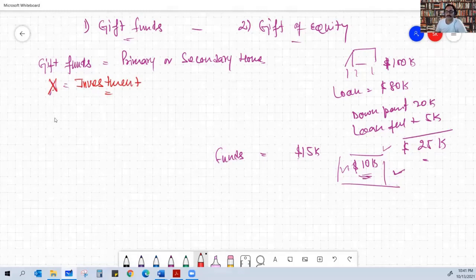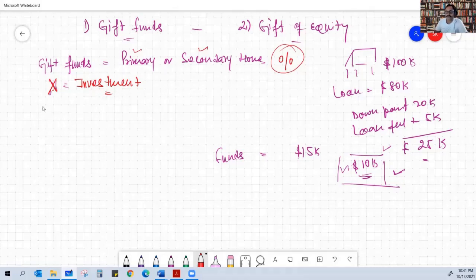Is that clear? As a lender, we can only accept gift funds whenever the borrower is purchasing a primary or secondary home, meaning owner occupied property. Only owner occupied properties can have gift funds. Investment property, no. For investment properties, we are not going to accept any gift funds. That is number one.